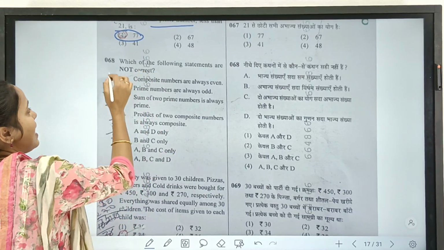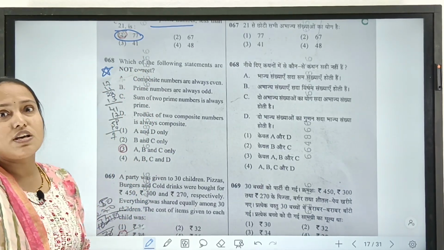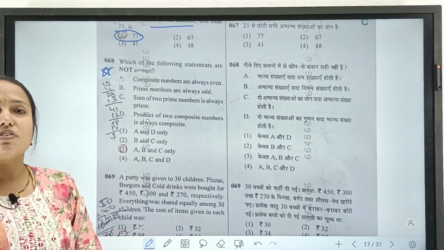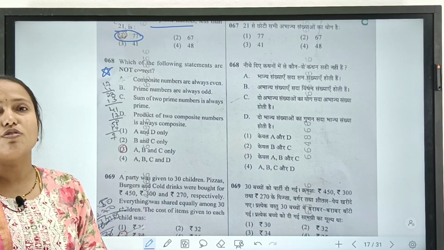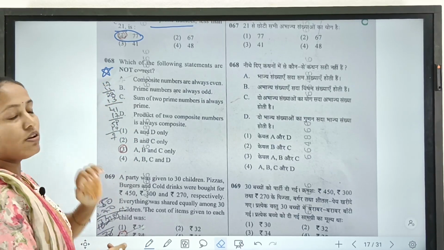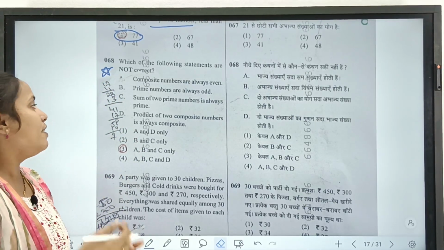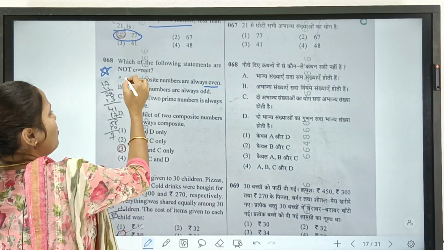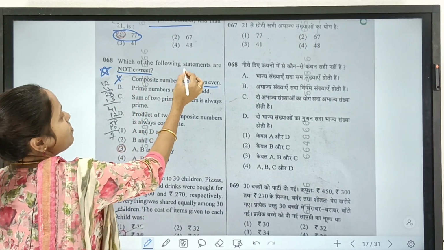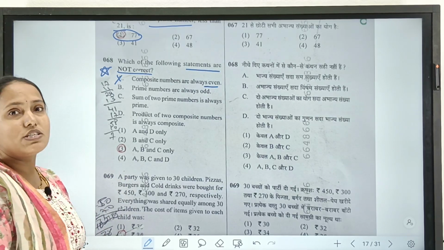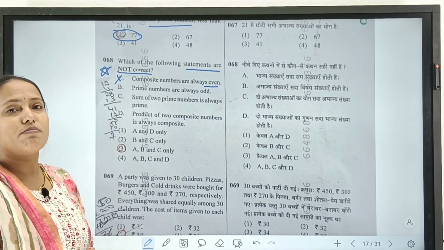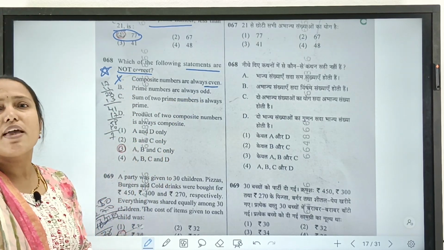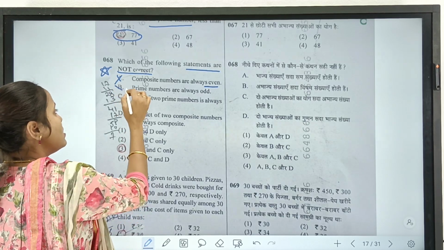Next, question 68. This is also a statement question. From the 26th question till now, you got so many statement questions. Most of them cover 2 or 3 questions in one question only. Here A, B, C, D, 4 statements they gave. You need to say what is right and what is wrong. Composite numbers are always even? No, it's not correct. Read the question also: which of the following statements are not correct? This is also wrong. Prime numbers are always odd? No. Why? Because 2 is a prime number. Means it is also wrong.